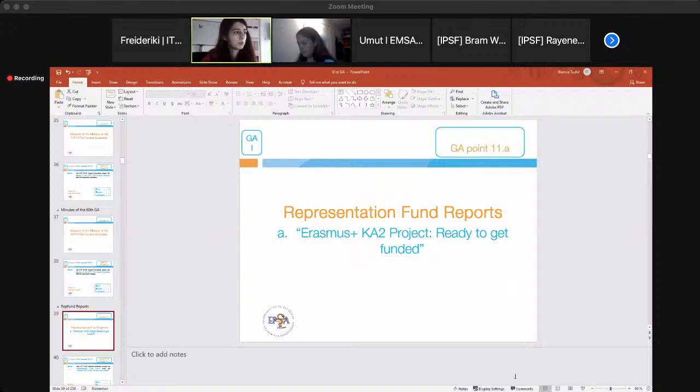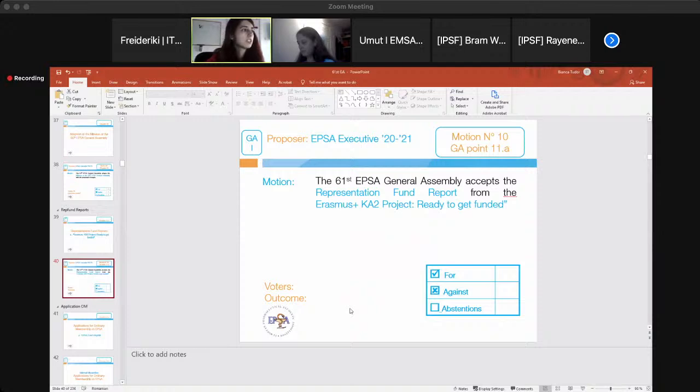Next, we can move on to representation fund reports. Erasmus KA2 Project ready to get funded. The 61st EPSA General Assembly accepts the representation fund report from the Erasmus Plus KA2 Project ready to get funded. I open the floor for discussion.